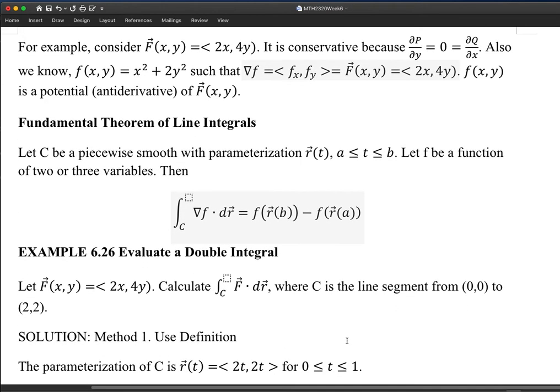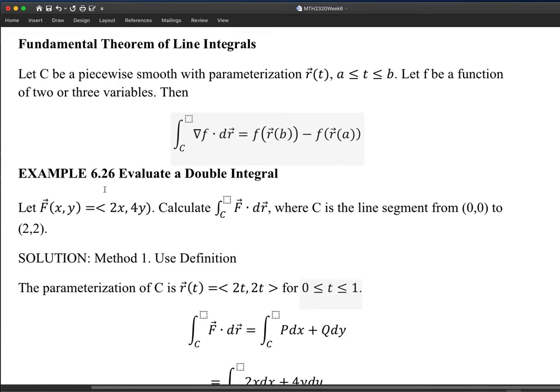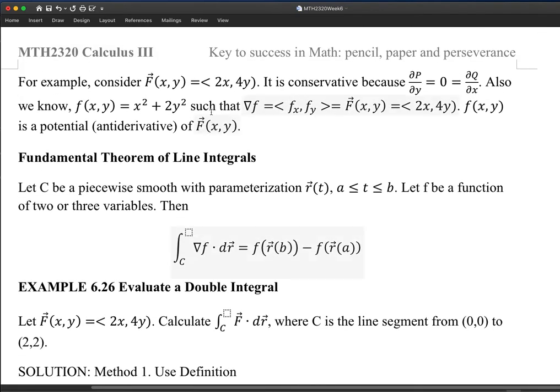How about we take a quick look at one example, the example in section 6.26. We want to evaluate a line integral. F of x and y is 2x and 4y, and indeed this is the same vector field as we mentioned a moment ago. We want to calculate the line integral, and C is the line segment from the origin to the point (2, 2). I suppose that would be easy enough.